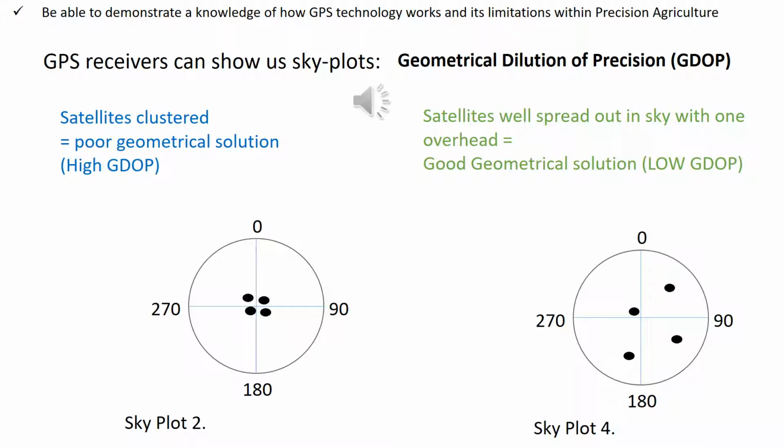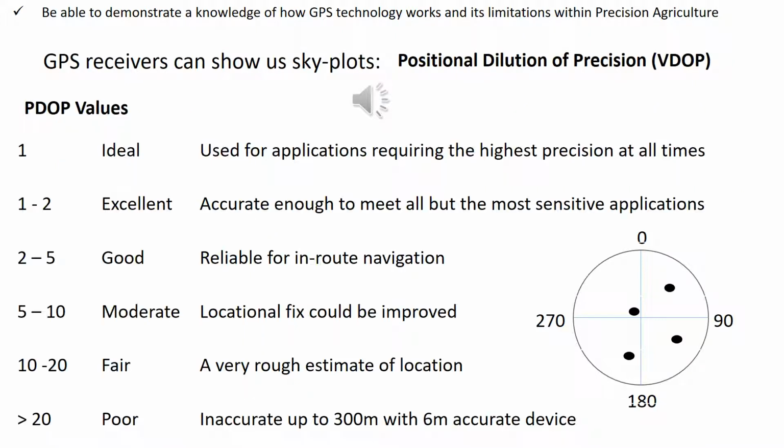Ideally, satellites that are well spread out, not too close to the horizon, with one overhead will give us a great geometrical solution or a low GDOP value. PDOP values range from 1 to more than 20. 1 is ideal for applications requiring the highest precision, such as precision agriculture.